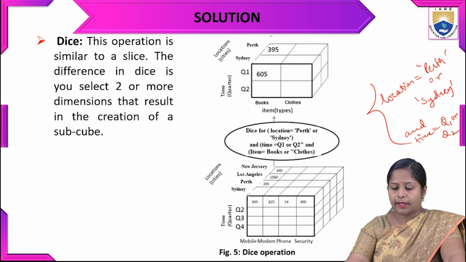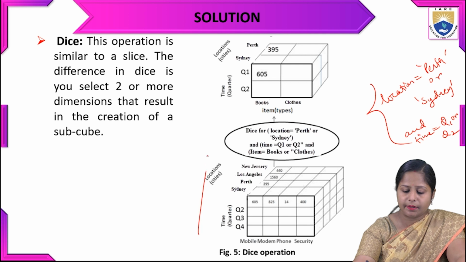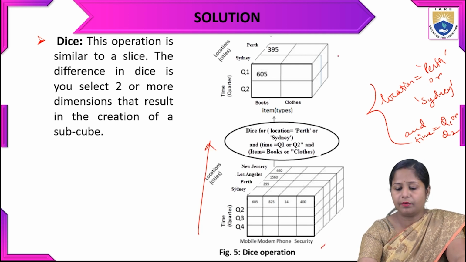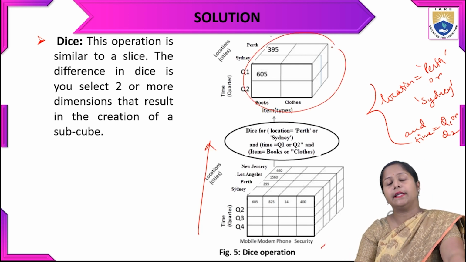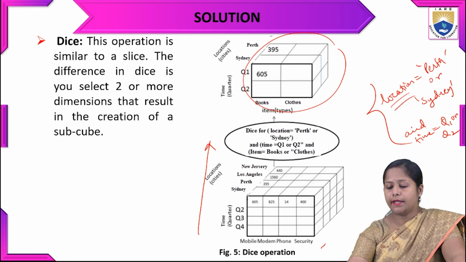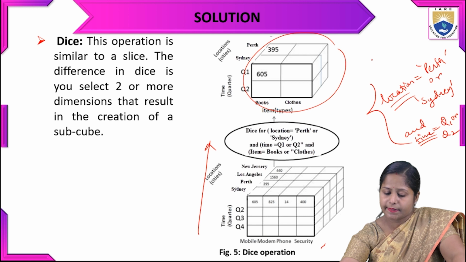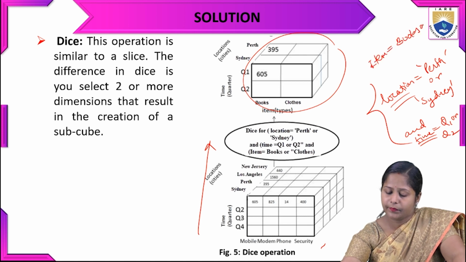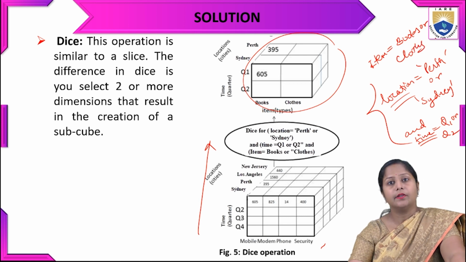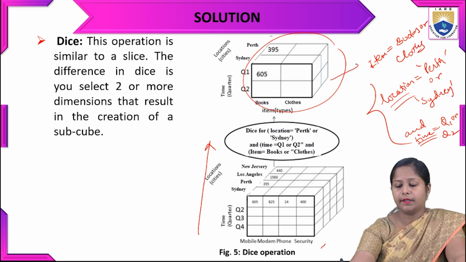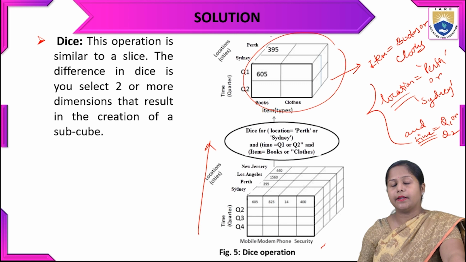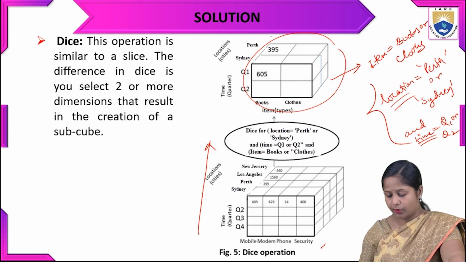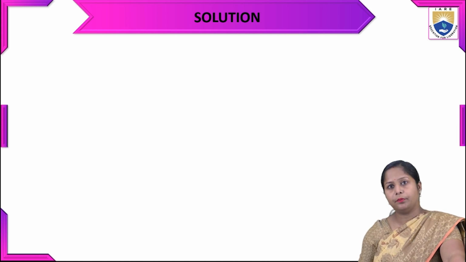On the basis of this particular 3D data cube, we have found this dice related to what we have written as location and time, and we can also have the 3rd dimension as item, which has books or clothes, right? So in the 3 dimensions we have got this dice. Like this we can have the subcube of that particular 3D cube.